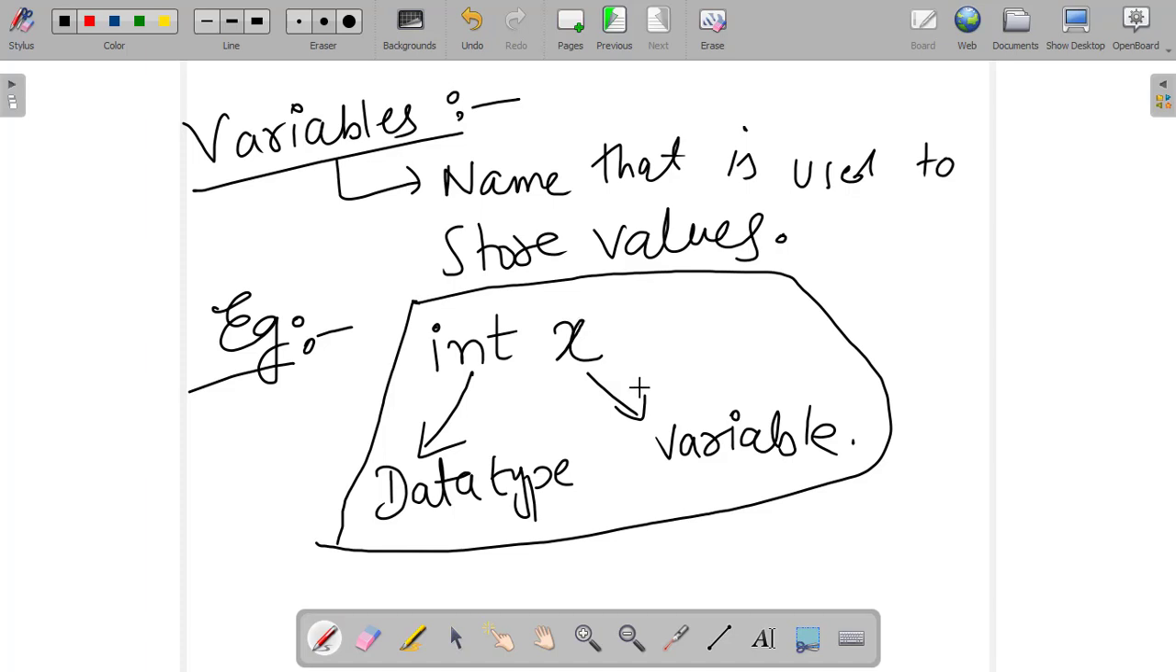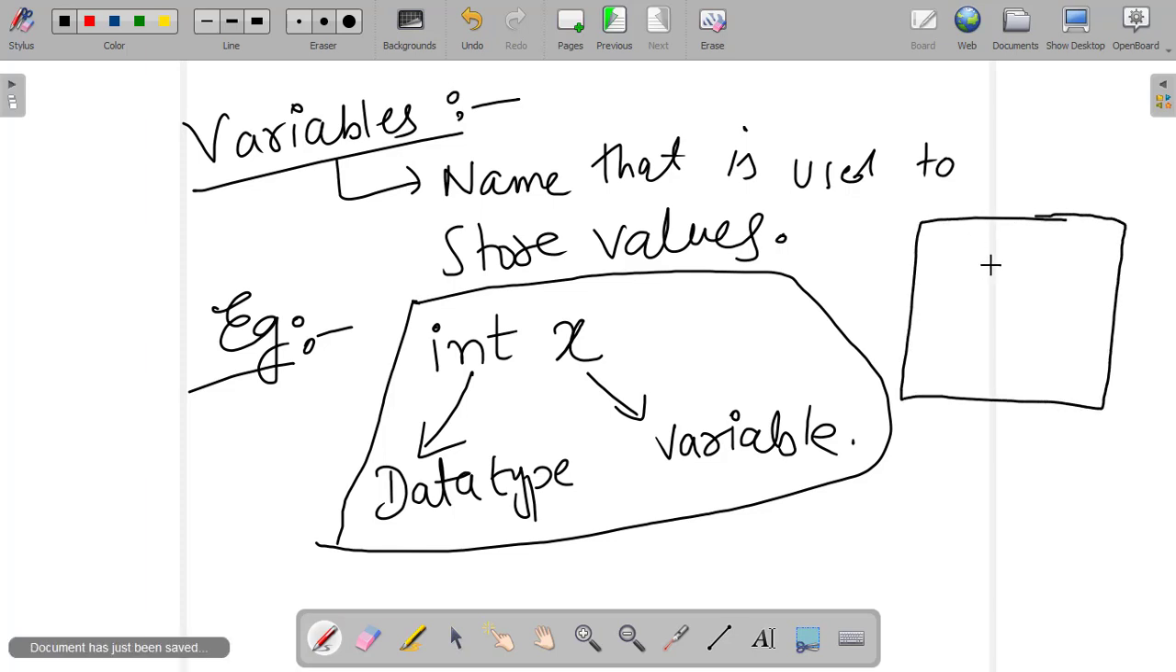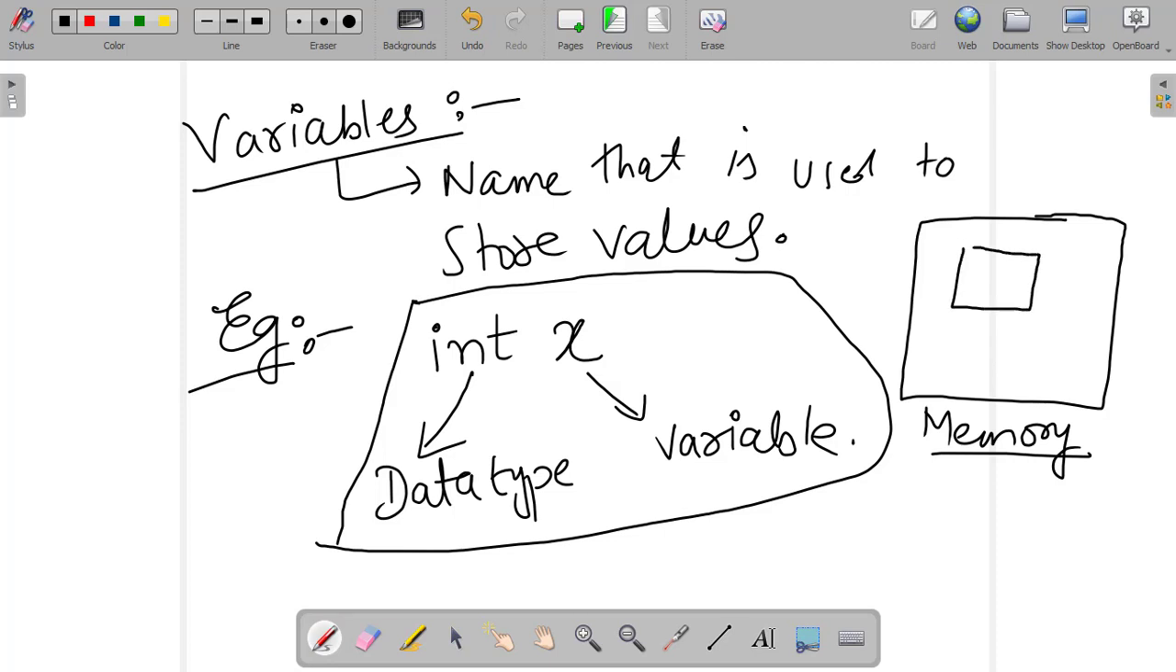So in memory, if we consider this box as the memory of the computer, you can assume it is the memory of the computer. So how it is going to be there, like it is a place where any integer value is going to be stored, like 25 I can assume. We assume 25, it is an integer value. So this value is going to be stored in computer memory.